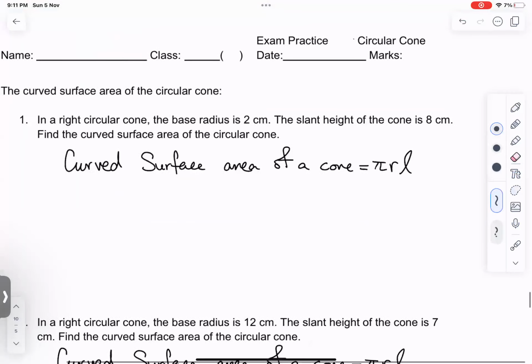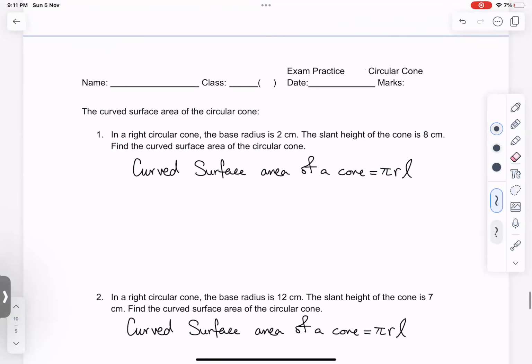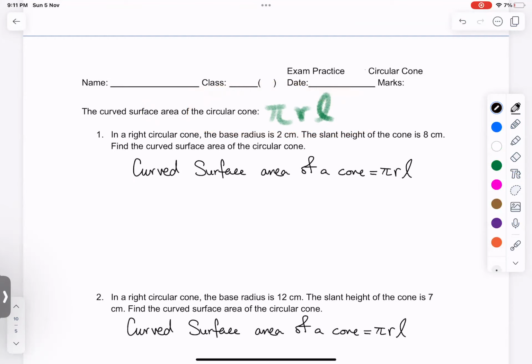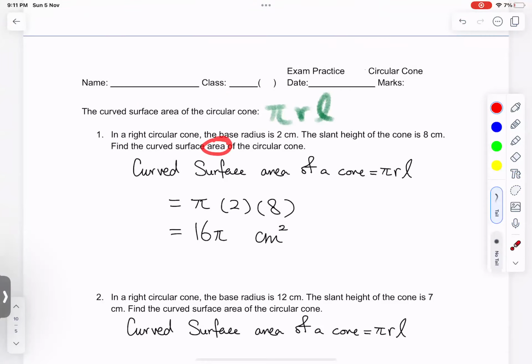Okay, continue. The curved surface area is pi r L. Remember to write on top for your own revision. So do we know our pi? Pi is pi. Do we know our r, radius? Do we know our slant height? 8. So it will be 2 times 8, 16 pi cm squared because we need to find area.